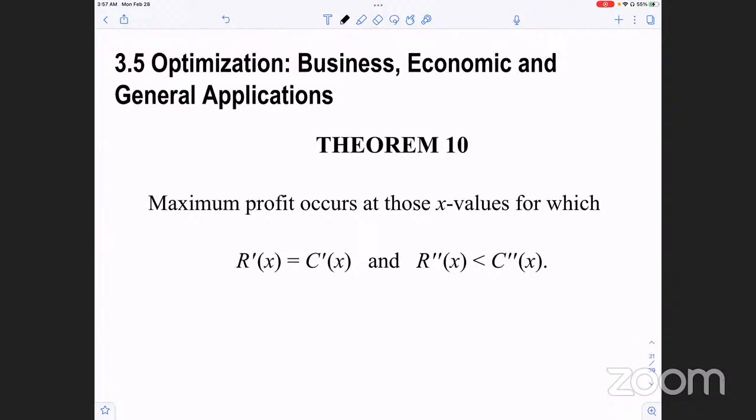Okay, I think we have one more example that we're going to get through. So we have this theorem 10. It says the max profit occurs at those x values for which R prime is equal to C prime and R double prime is less than C double prime.